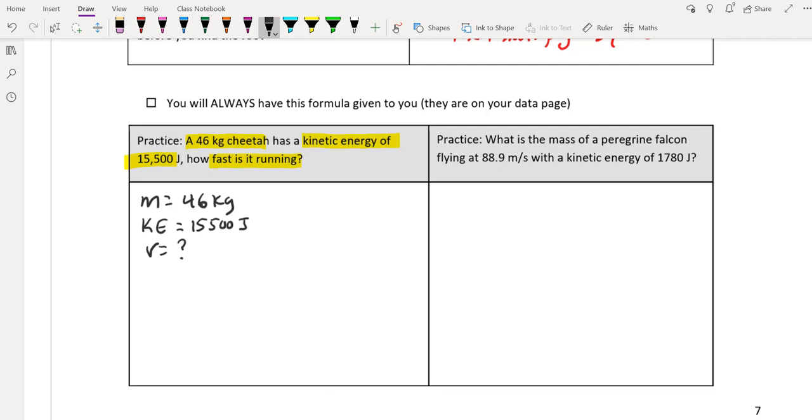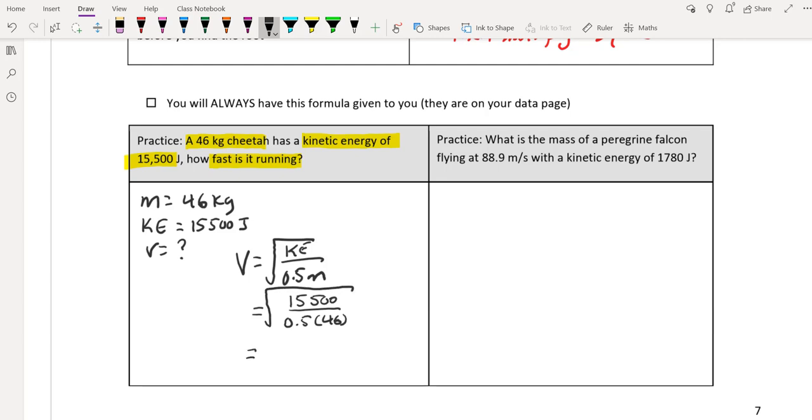Well, our velocity is equal to the kinetic energy divided by 0.5 times your mass, and you take the square root of it. And once again, you don't have to memorize this equation, it'll be given to you. Next step is to plug in your numbers, substitute them in. Well, we have 15,500 for our kinetic energy, and our 0.5 times 46. And we take the square root of this whole thing.